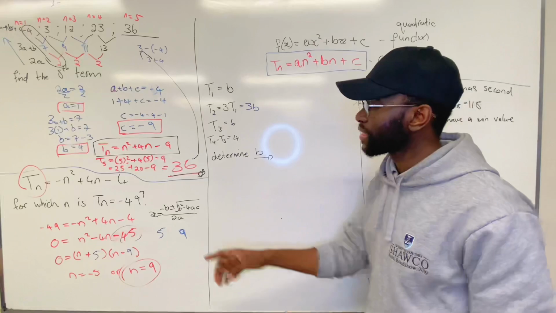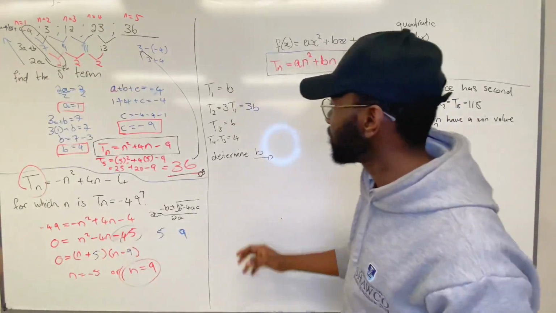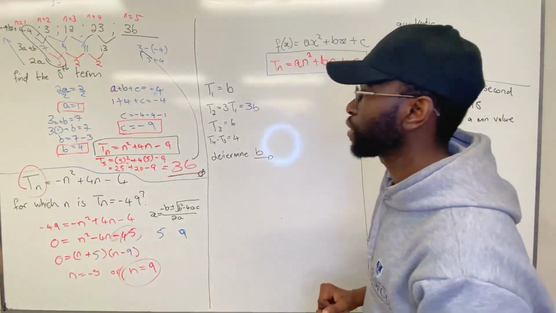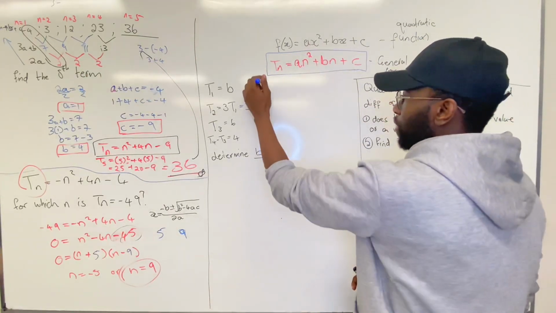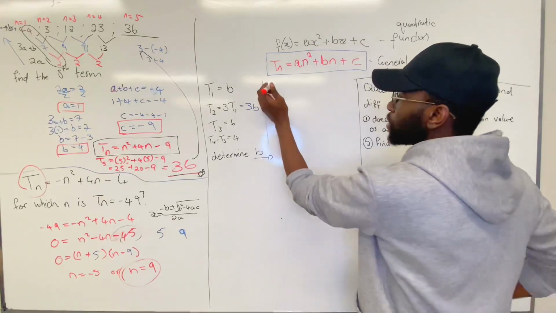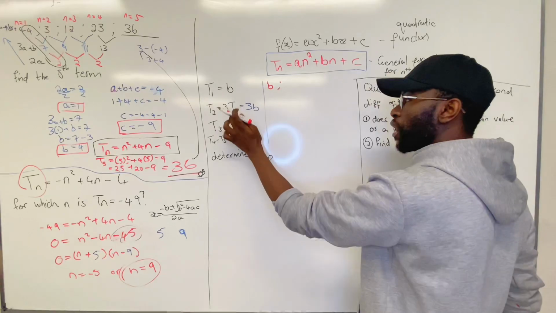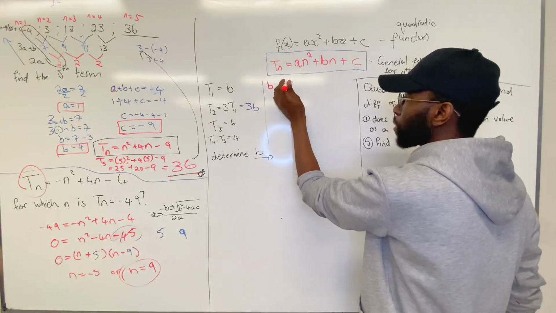Now, this always helps. If they start giving you terms like this, let's take it back to the basics and say, okay, term 1 is B, term 2 is 3 times term 1, which means 3 times B.